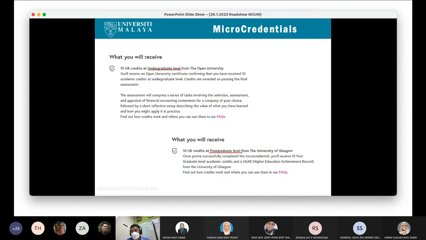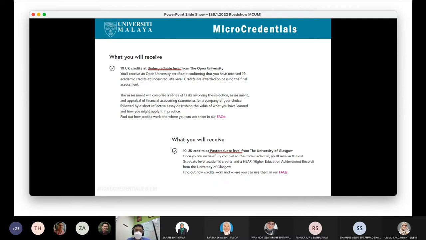So you can bring those credits to any institution that is willing to accept credits from an online platform like FutureLearn. And because it is university accredited, you can also transfer those credits to other universities. That is the beauty of having microcredentials with university credits. They can be transferred to other universities.